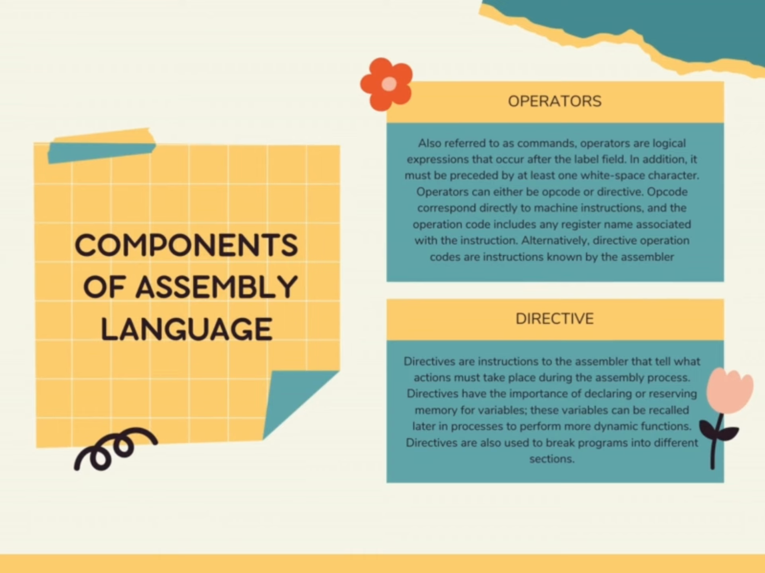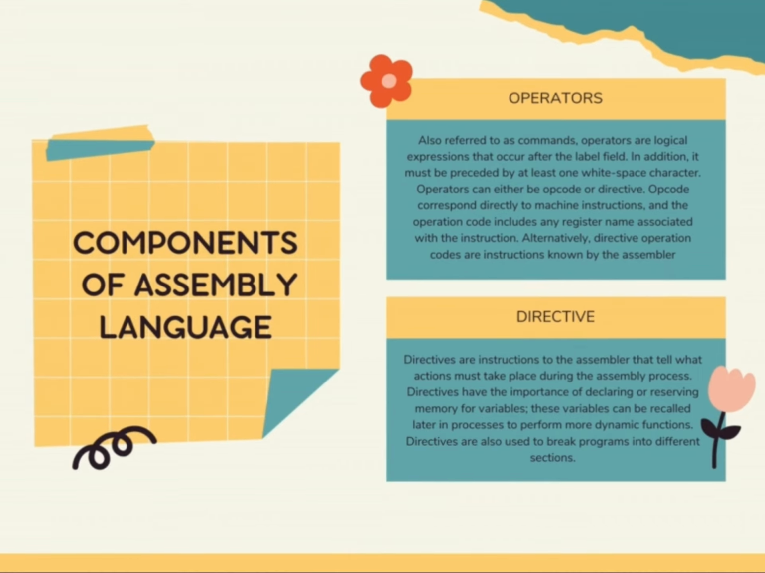Operators, also referred to as commands, are logical expressions that occur after a label field. In addition, they must be preceded by at least one white space character. An operator can either be an opcode or a directive. Opcodes correspond directly to machine instructions, and the operation code includes any register name associated with the instruction. Alternatively, directive operation codes are instructions known by the assembler.